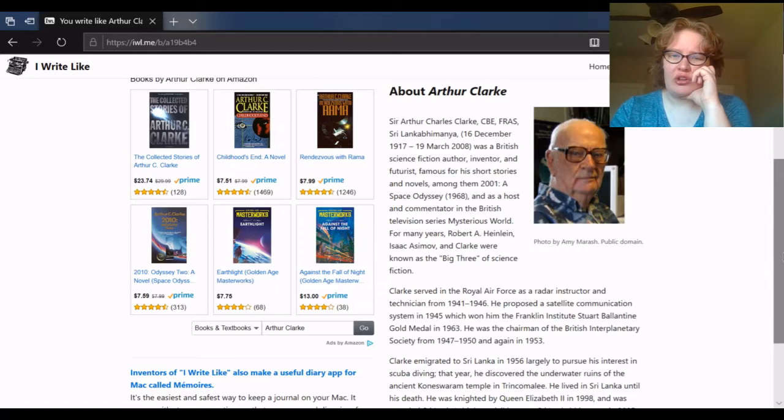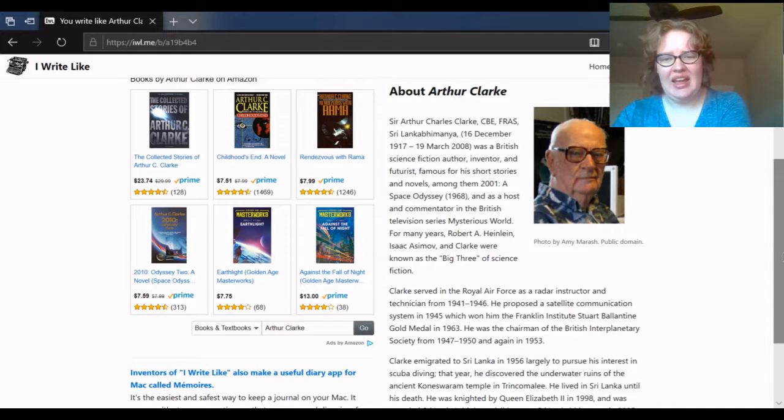Sir Arthur Charles Clarke, CBE, FRAS. Does anybody know what those mean? 16 December 1917 to 19 March 2008. Oh, he's recent. Was a British science fiction author, inventor, and futurist, famous for his short stories and novels, among them 2001: A Space Odyssey, 1968, and as a host and commentator of the British television series Mysterious World.